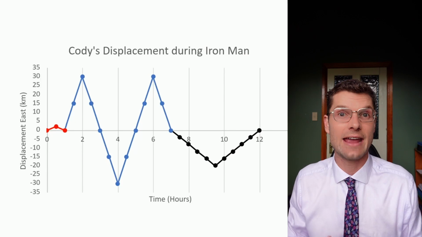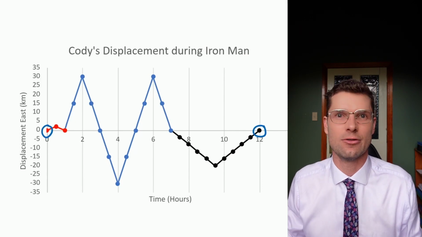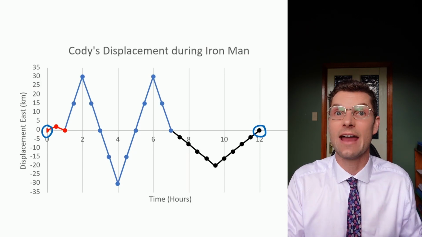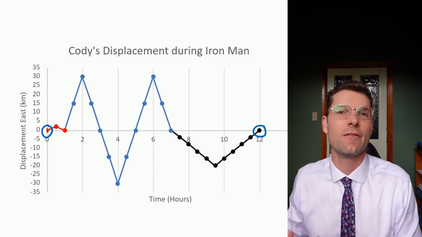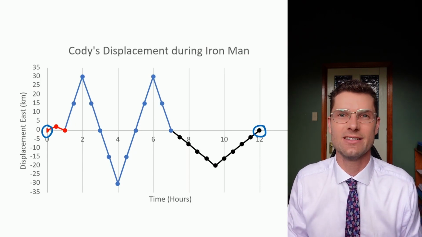One thing that we just have to take note of before we get started is that this graph starts at zero and ends at zero. So what that means is that we start at a position, our starting point, and we're going to finish at the exact same position. So our whole displacement for the entire race is just zero.